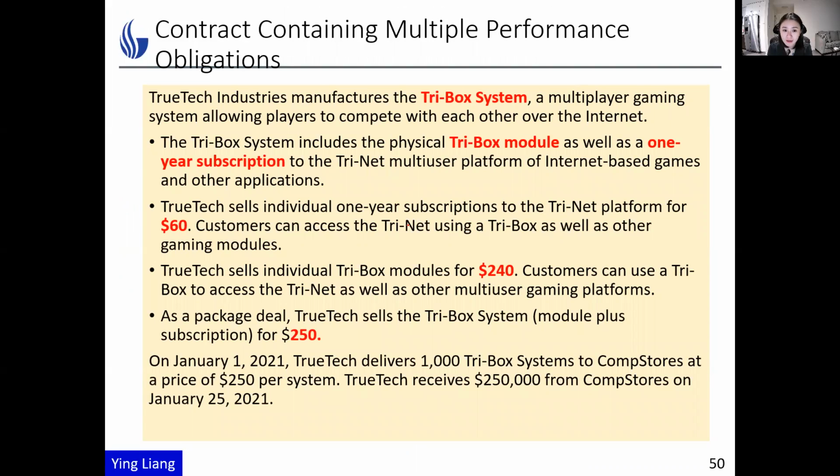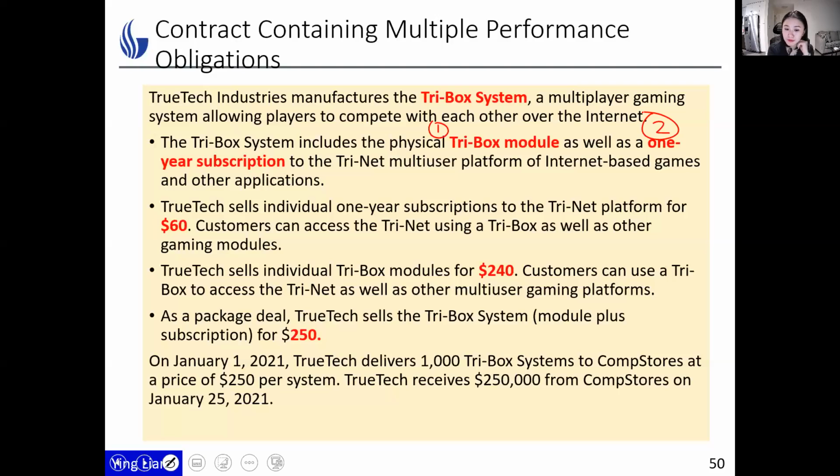TrueTech manufactures a system called the TriBox system. In this system, it consists of number 1, a physical TriBox module, and number 2, a 1-year subscription. So in the last video, when we talked about this example, we said these are 2 distinct goods or services so that it can be qualified as 2 performance obligations. Now let's repeat all this information.